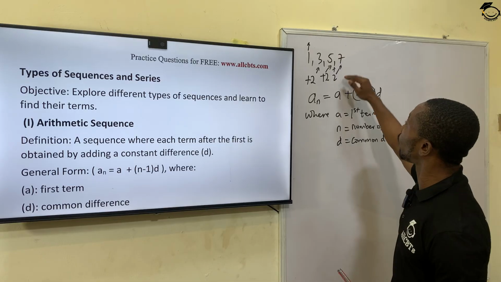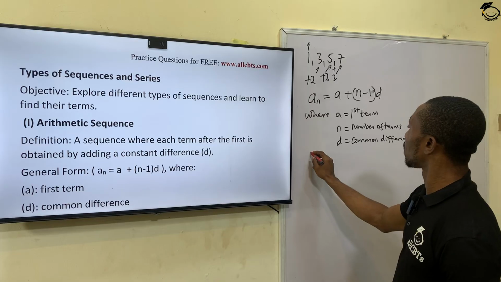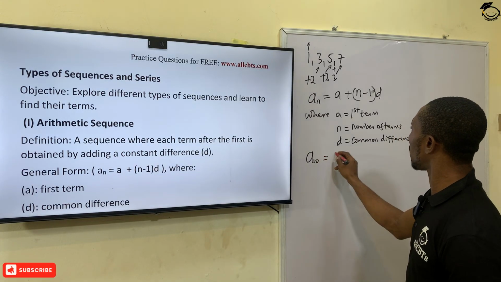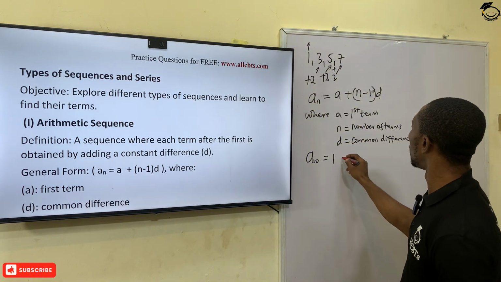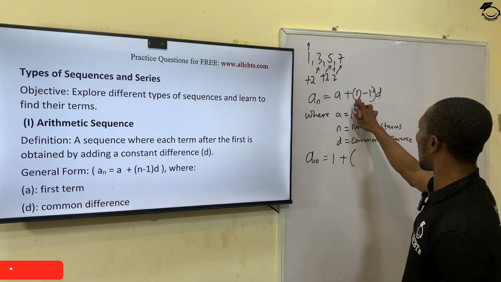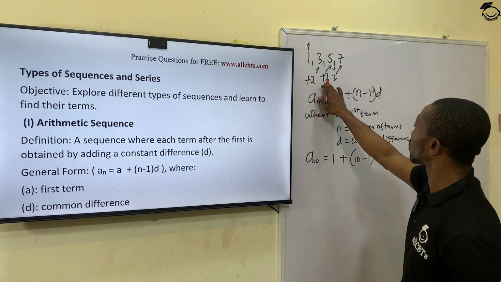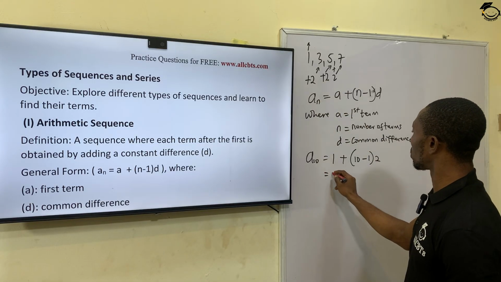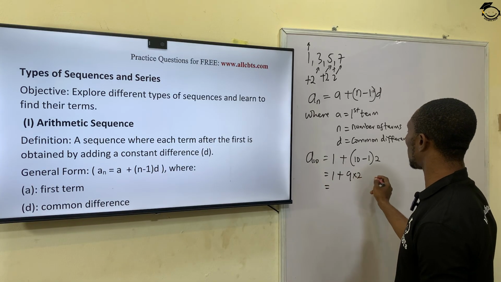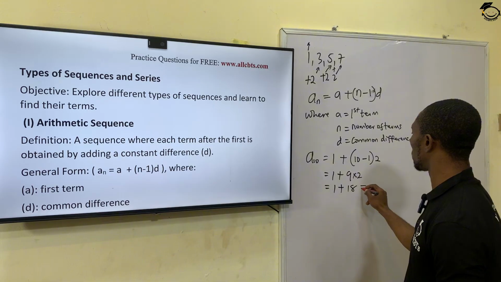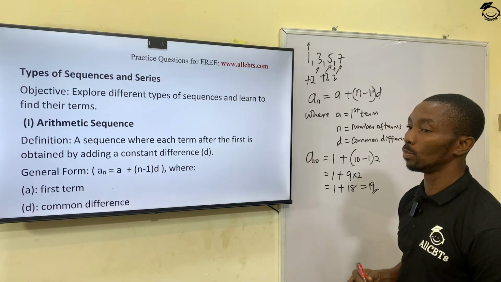Now, for example, if we want to find the 10th term of this sequence, A10 will become A, our first term here, which is 1, plus n, which is 10, minus 1, times our common difference, which is 2. So this becomes 1 plus 9 times 2, which is 1 plus 18, which gives us 19. That means our 10th term in this sequence would be 19.